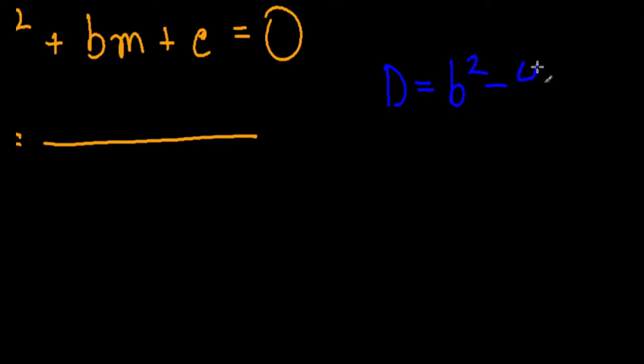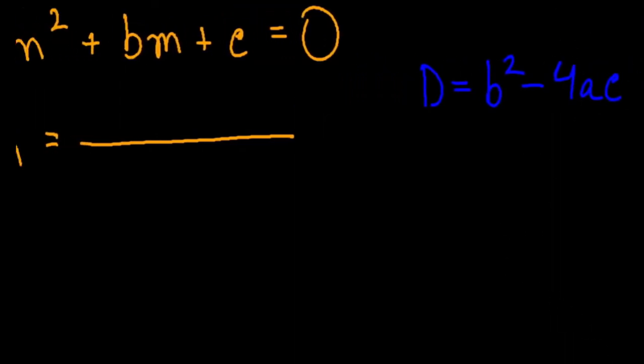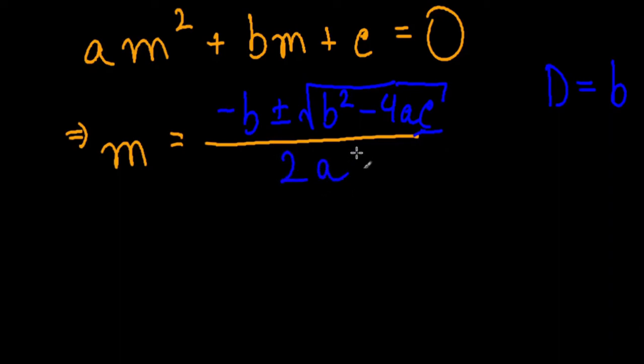B squared minus 4ac is going to be equal to 0. It's going to be equal to nil. All right, so let's see. Going back to this, our roots are going to be negative b plus or minus the square root of b squared minus 4ac, divided by 2a.